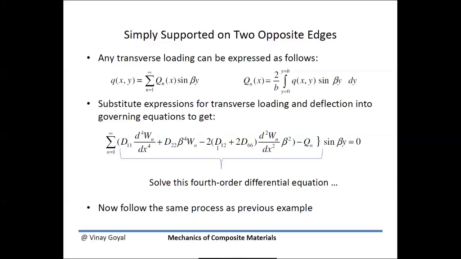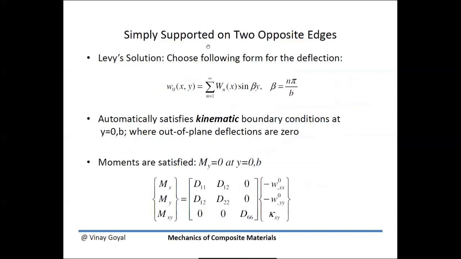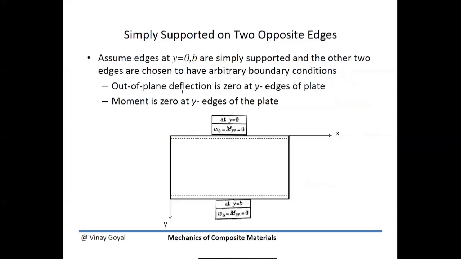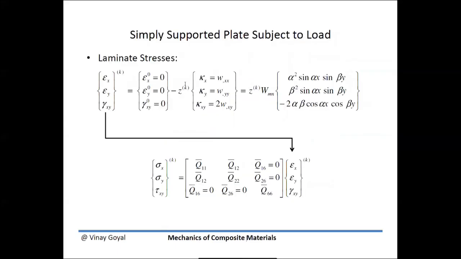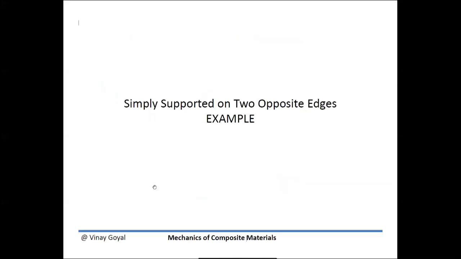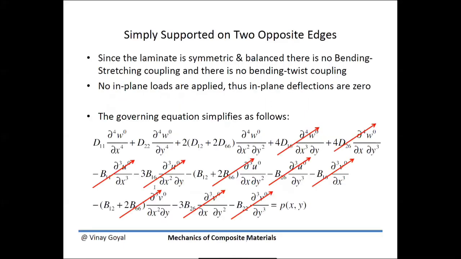Now you can just follow the same process we discussed before. Once I know Wn, I know the deflection. Once I know the deflection, I can calculate the curvatures. Once I know the curvatures, I can get the strains at any point through the thickness, at any ply, and then I can get the stresses in every ply. If I want those in the material principal orientation, I transform them using the T matrix, the transformation matrix. So that explains how to approach that.